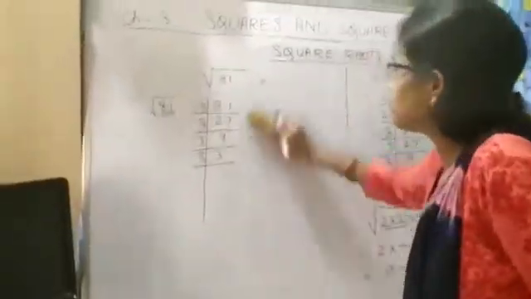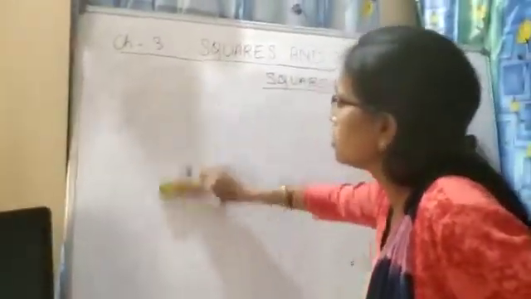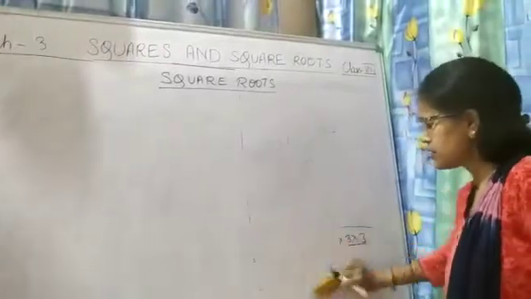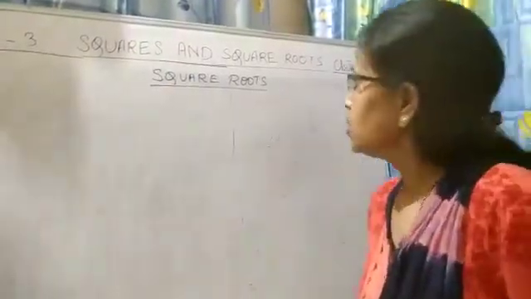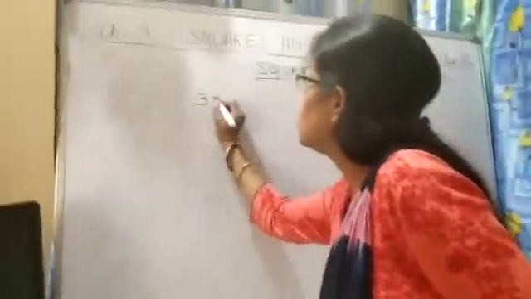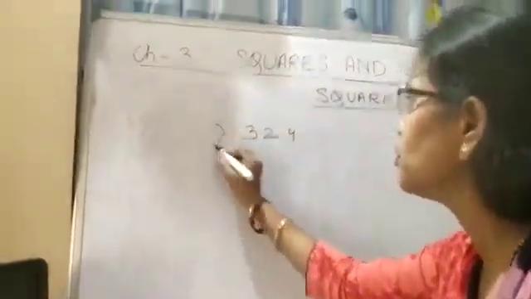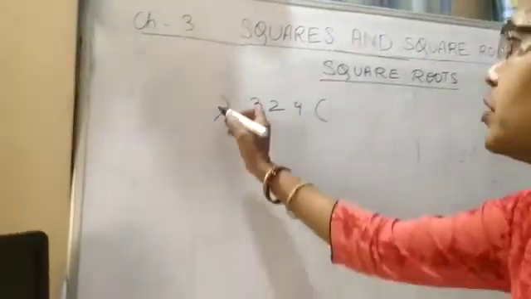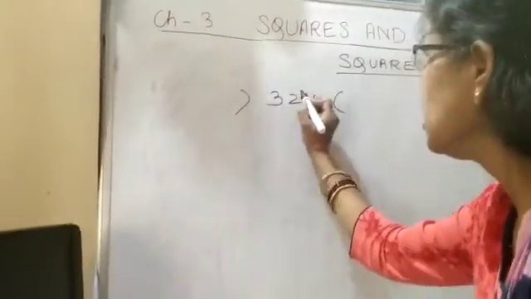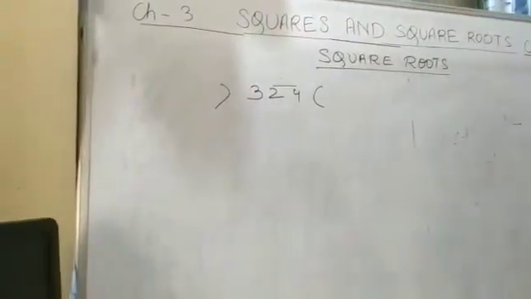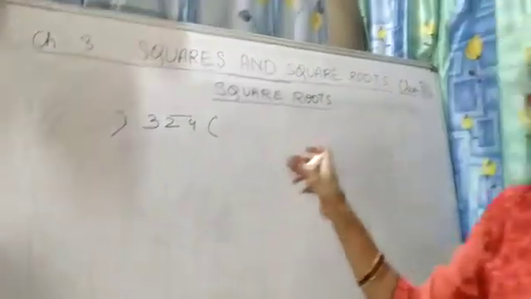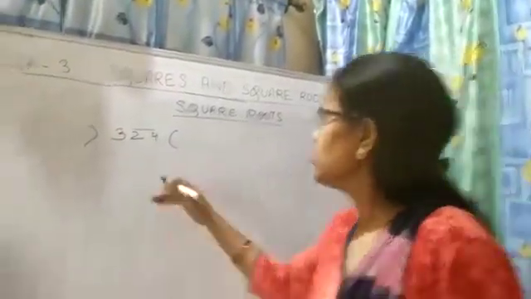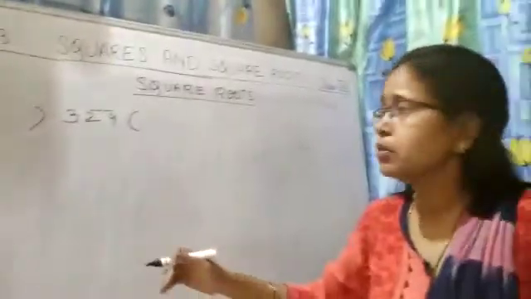Now I am going to explain another method by which you can find the square root. That is the long division method. I am taking the same example here, 324. This is the long division method. First of all, make pairs from the back side. This is a little bit tricky for everyone, but try to understand it. I will explain with one or more examples.